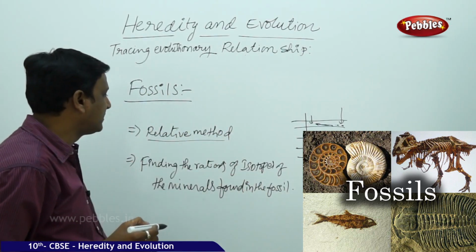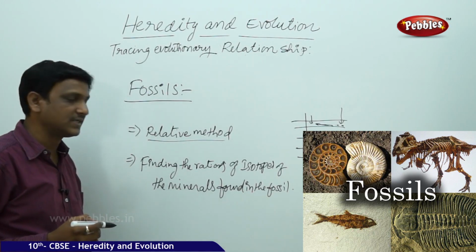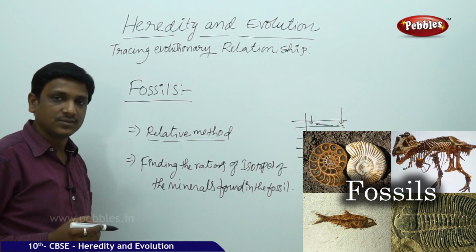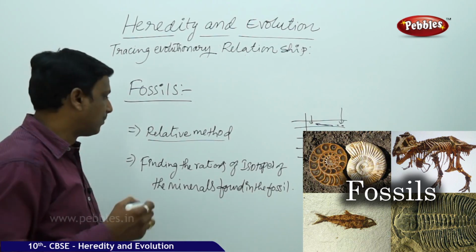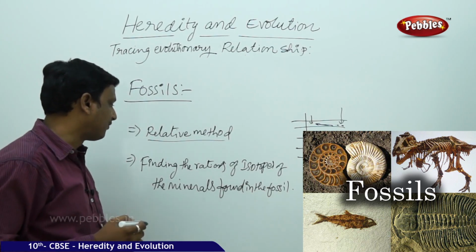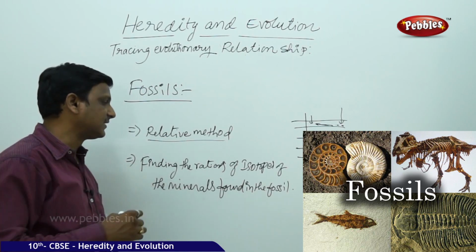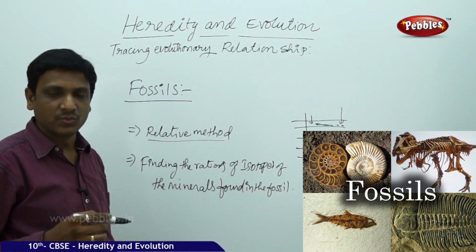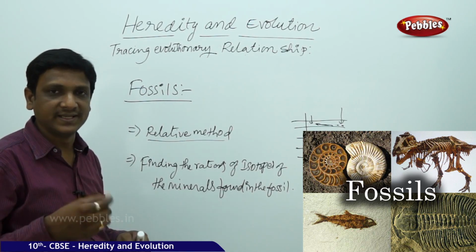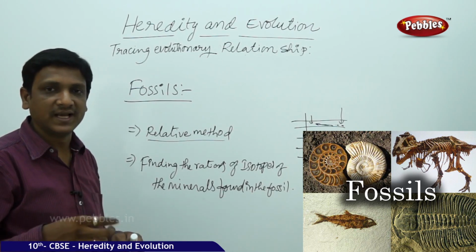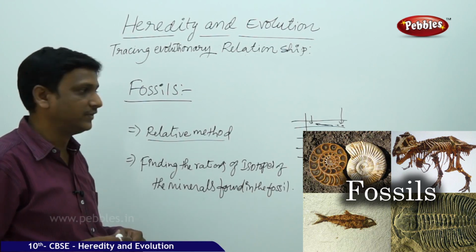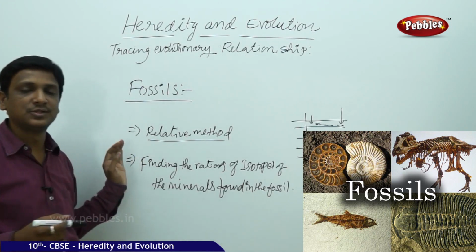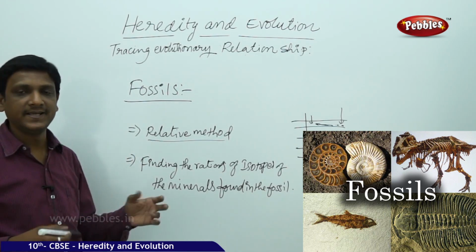The other one is finding the ratios of isotopes of the minerals found in the fossil. This is called as carbon dating technique. So whatever the fossil they collect, from that fossil they take the sample, they find the ratios of the isotopes of the mineral in the fossil. So by that they can estimate the age of the fossil. So fossils also give the proof about the evolution.